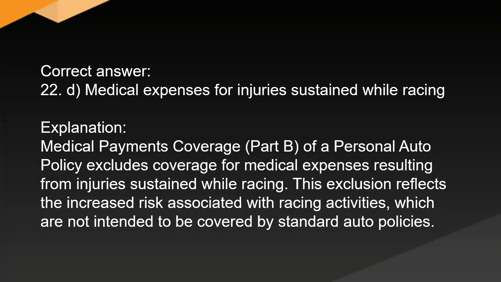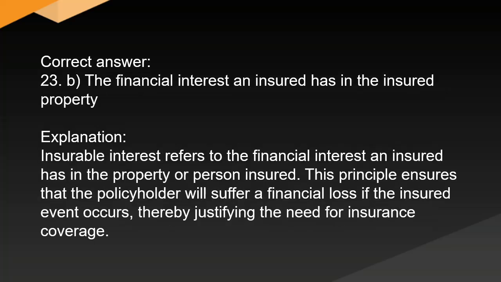Correct answer: D. Medical expenses for injuries sustained while racing. Explanation: Medical payments coverage, Part B, of a personal auto policy excludes coverage for medical expenses resulting from injuries sustained while racing. This exclusion reflects the increased risk associated with racing activities, which are not intended to be covered by standard auto policies.